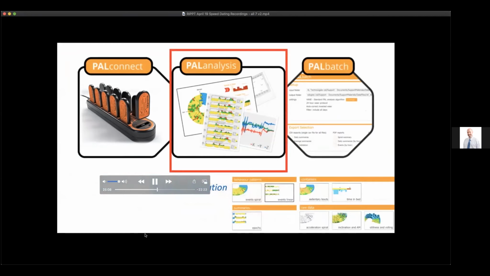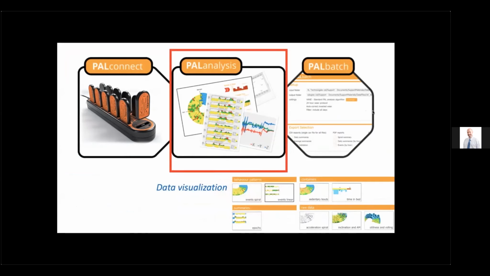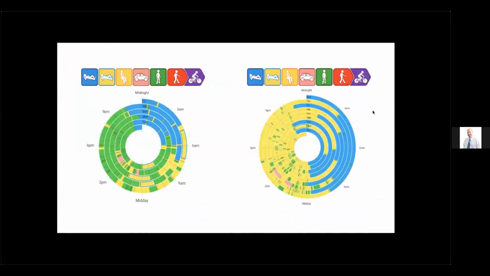Data visualization is handled by PAL Analysis. ActiPAL uses their proprietary intelligent activity classification routines to discriminate between movement types, for example, sleeping or riding in a car. There are several choices when it comes to figures, shown here in the bottom right. Here are some visual examples of what's called the event spiral view. These are 2 different people who have worn an ActiPAL for several days.